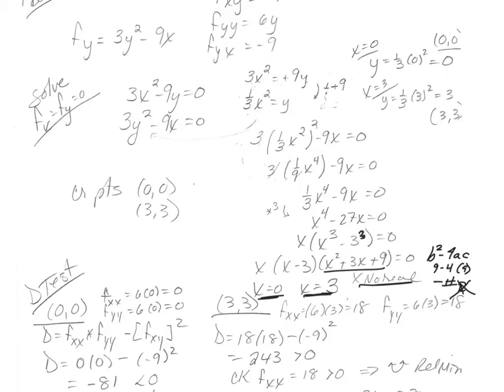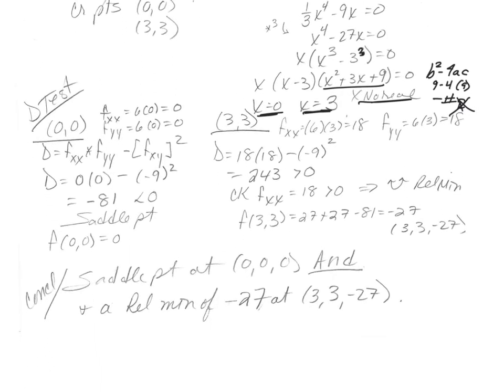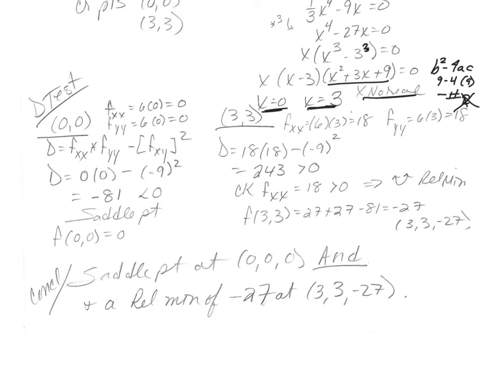Now that we have our 2 points, we can go ahead and do the d-test. And yeah, we got to do it for both of those values. So here it is for 0, 0, and here it is for 3, 3. You've got formulas for f sub xx, so you got to go find those values, substitute everything in. When you get d is equal to a number that's less than 0, you get to say it's a saddle point. Go find the z while you're here.